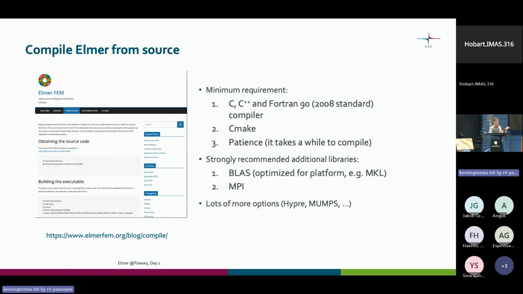We once had an older Cray machine where it was really bad. We had a 20 times increase of performance just by replacing the BLAS with the system BLAS. So be aware that, particularly on HPC systems, that is a critical thing. And then you can add more options there. All these additional libraries are optional, like adding Hypre, MUMPS, you name it, linking it in.